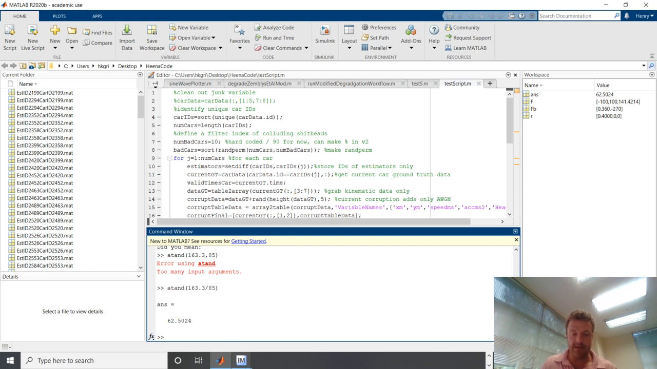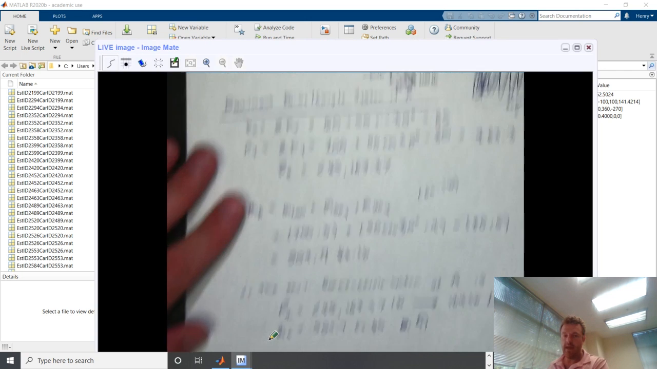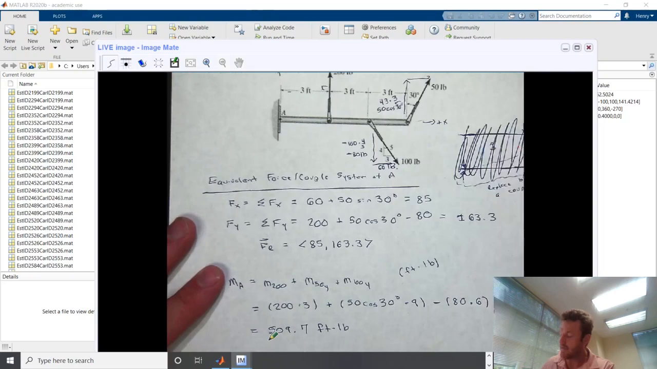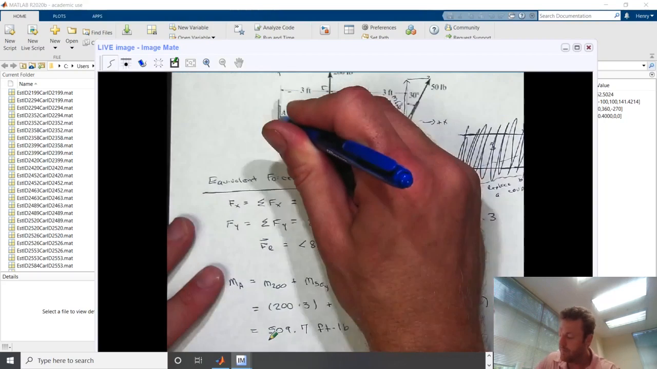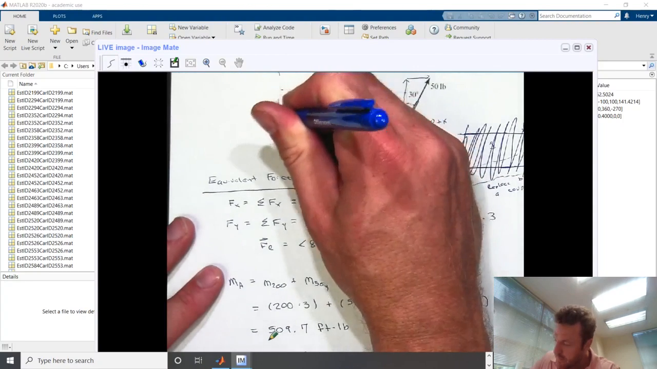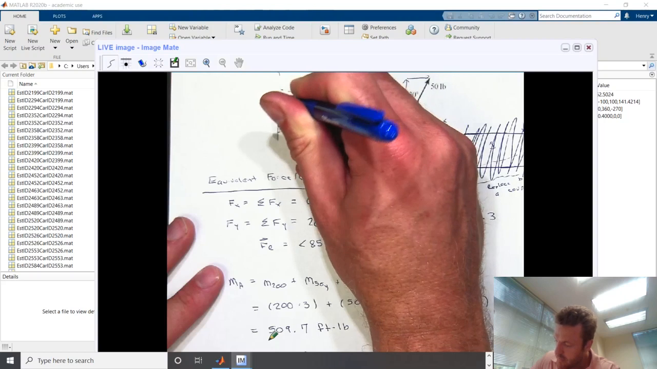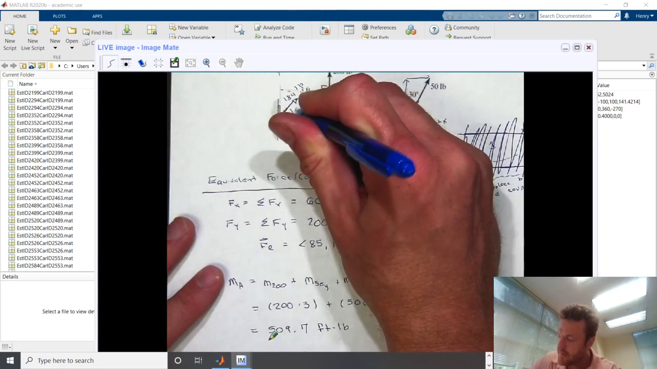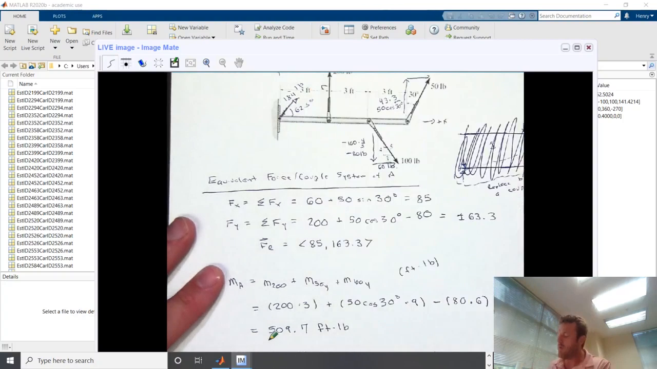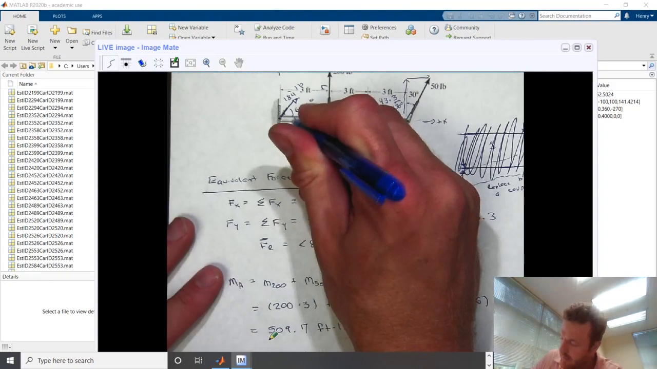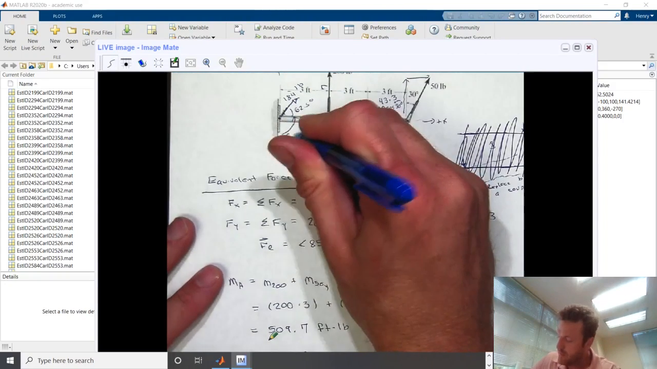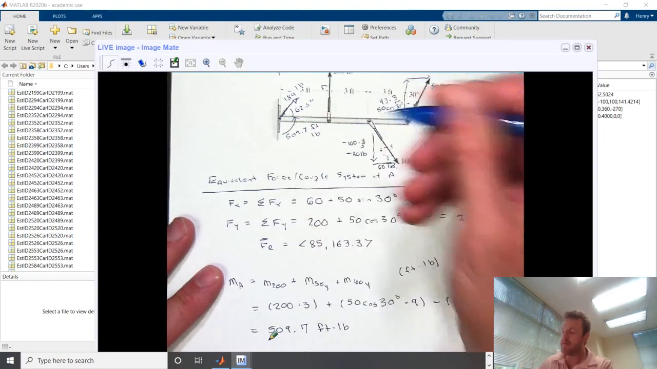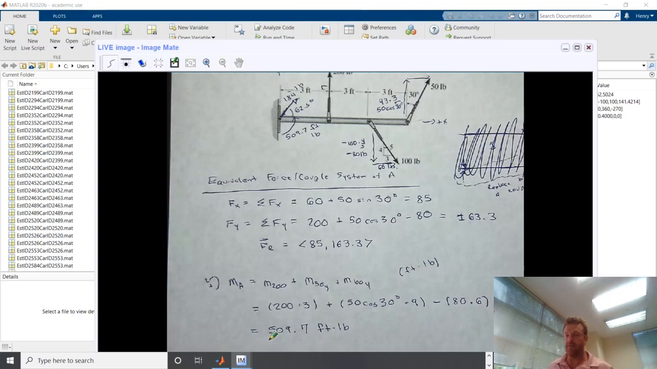So let me go back to my document camera and just show you what's going on here. Having all of these forces acting on the body is the same as applying a 184-pound force directly at point A, which is directed 62.5 degrees from the horizontal, along with a couple which has a magnitude of 509.7 foot-pounds. Now, that's the solution for part A.